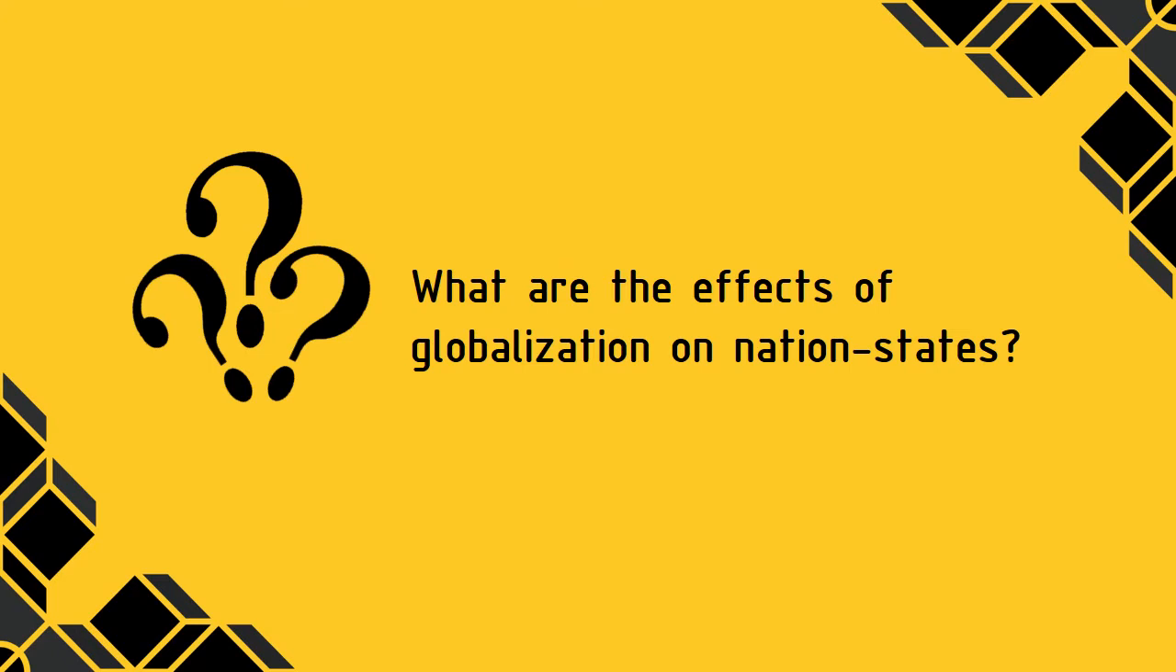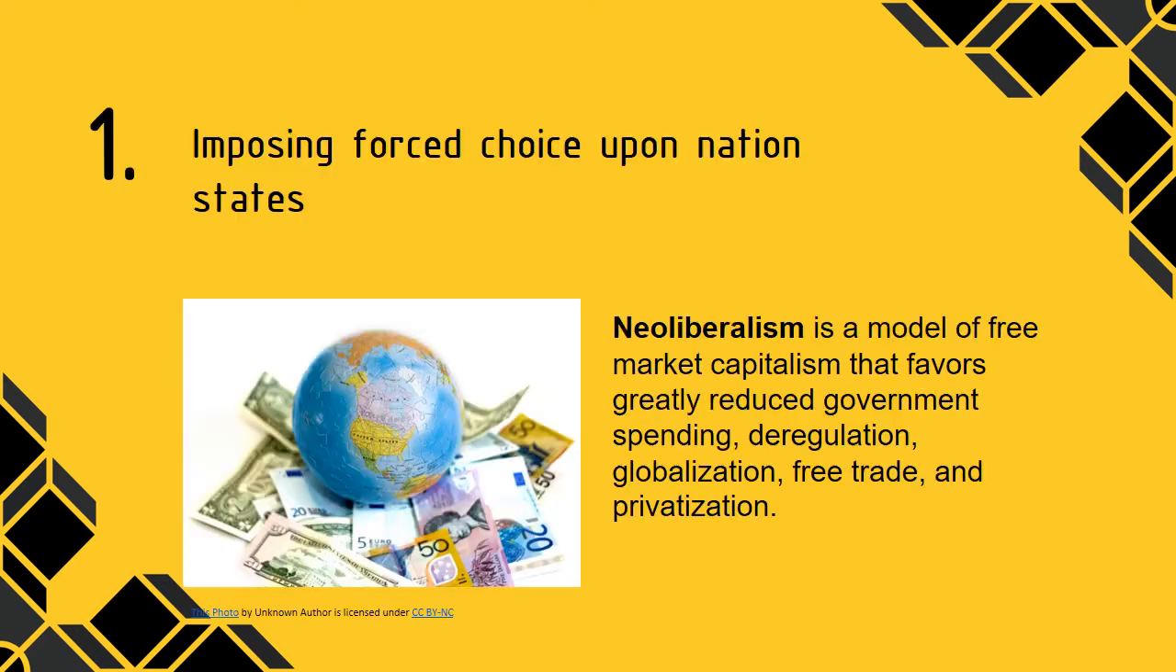That said, what now are the effects of globalization on nation states? We will be mentioning five effects in this video, and the first one is imposing forced choice upon nation states. Well, nation states have economic sovereignty, meaning they can have the say on whether they would open the market to the outside world, meaning if they will be accepting trade or investment from foreign investors or foreign negotiation. So they can have the say to that.